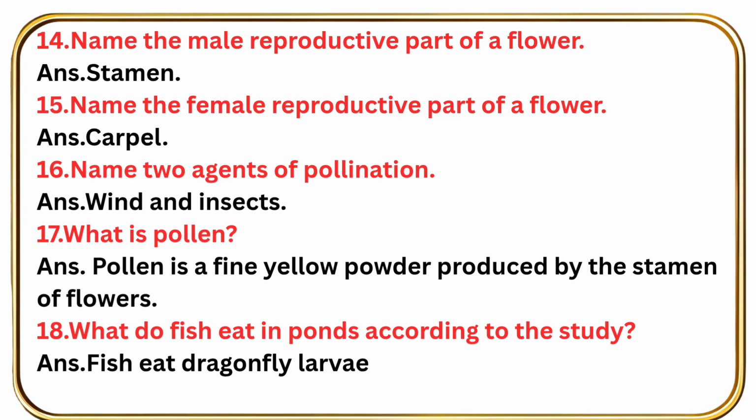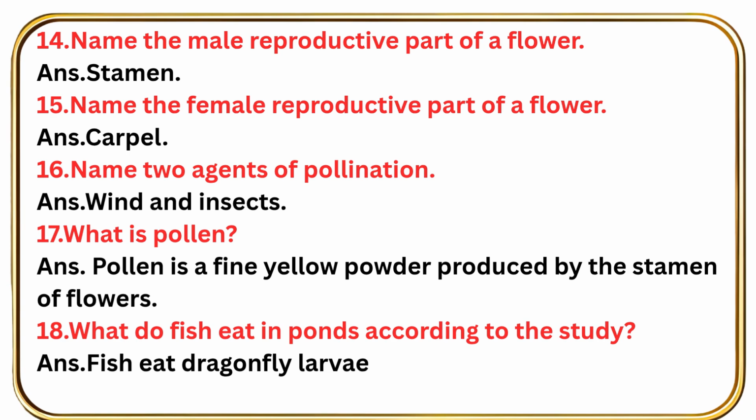Question number 14. Name the male reproductive part of a flower. Answer. Stamen. Question number 15. Name the female reproductive part of a flower. Answer. Carpel or pistil. Question number 16. Name 2 agents of pollination. Answer. Wind and insects. Question number 17. What is pollen? Answer. Pollen is a fine yellow powder produced by the stamen of flowers.